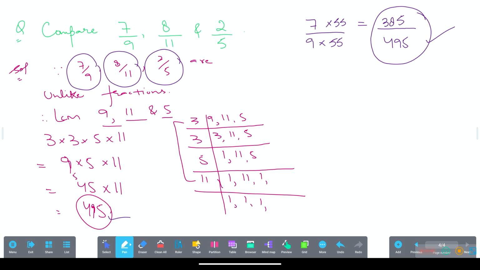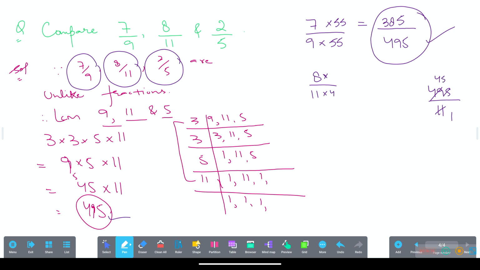Now the next number that I am taking, the second one, 8 by 11. I am trying to make them like fractions. Now what should I multiply 11 by, so that I multiply the same number to 8 to make the denominator equal to 495? For that I have told you, take 495 and divide it by 11. 11 ones are 11, 11 fours are 44. Now we are left with 5, it becomes 55, 11 fives are 55.